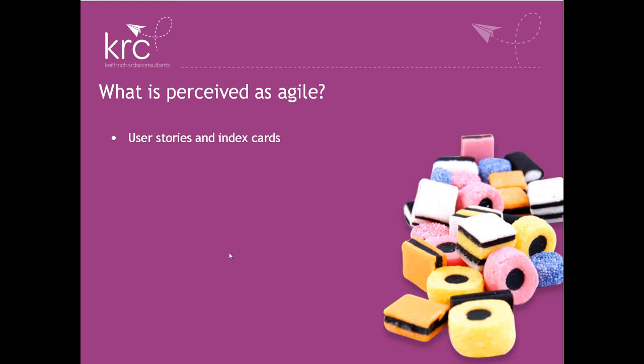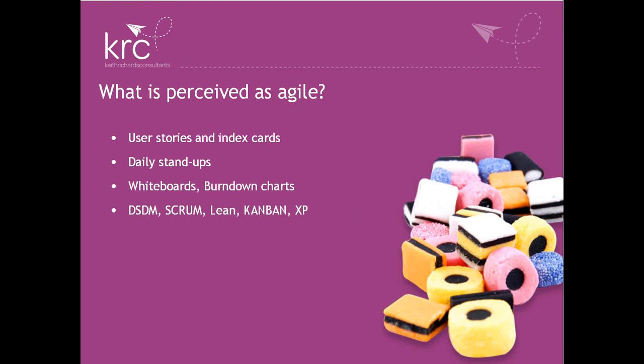So here are some standard things you're going to hear when you're talking about Agile, doing Agile, researching Agile. There's things like user stories and index cards. So we write our requirements with user stories. We might write them on post-it notes or index cards and put them on the wall. We're having daily stand-ups, so at the beginning of every day, a 10-minute discussion on progress is called a daily stand-up or a scrum meeting.